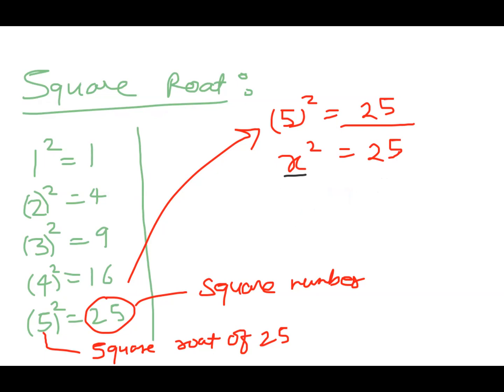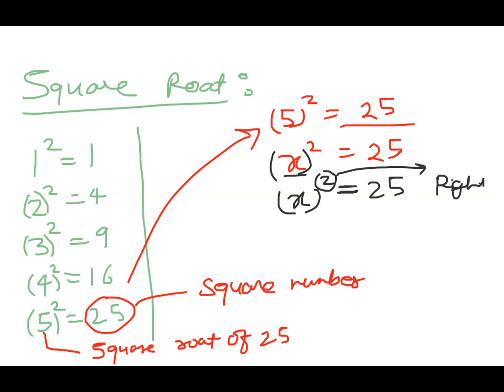It is like this. X square equals 25. So what I will do, I will bring this square to the right side. This is the right side of this equal sign. So I will bring this square sign to the right hand side. So here x will be left alone. It will have no sign.